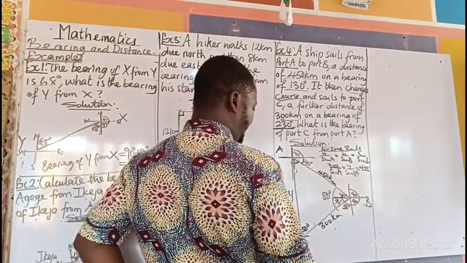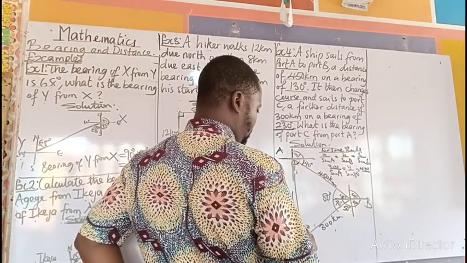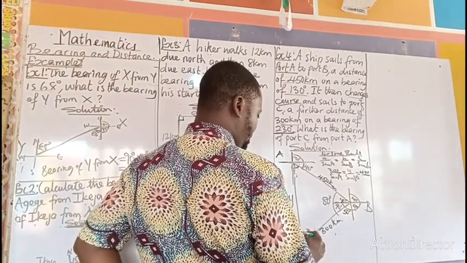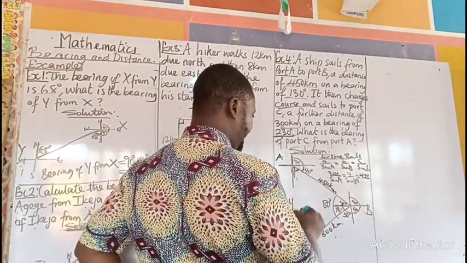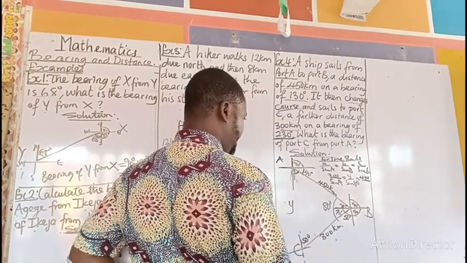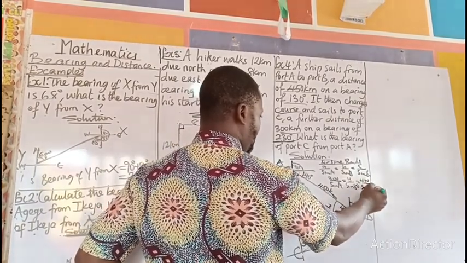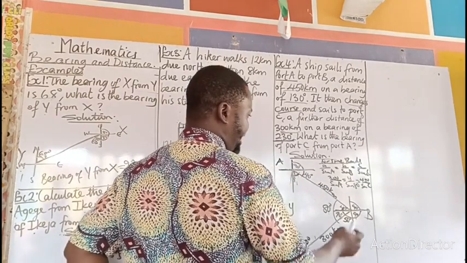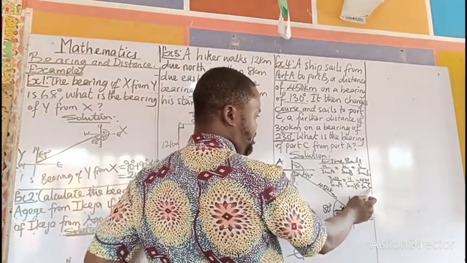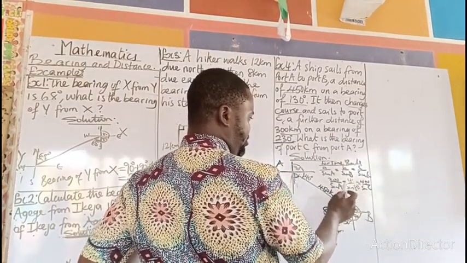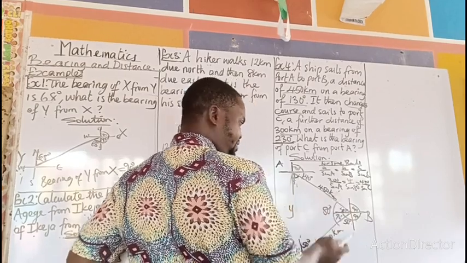450 over, what is the angle here? The angle here we cannot say we know, because we don't know whether the line is coming like this or coming like this. So we don't know our angle C also. So you see that this one is not complete, we are looking for C. This one is not complete, we are looking for Y. This one is not complete, we are looking for A.